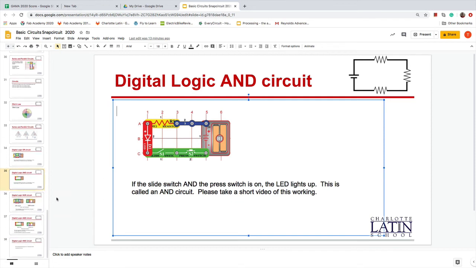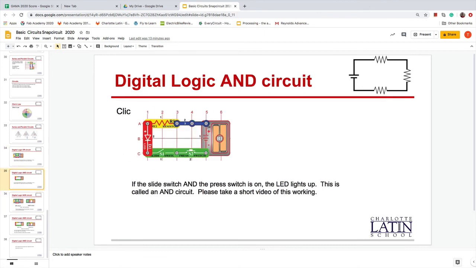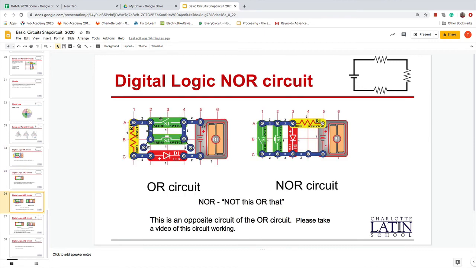But we also have other logic. In the first one, if either one of those is true, let's go back in this drawing. If either one of these is true, light up the LED. This is not, the opposite of an OR. This is a NOR circuit. So this one turns on. Look at this. Go ahead, click it, and then try these.